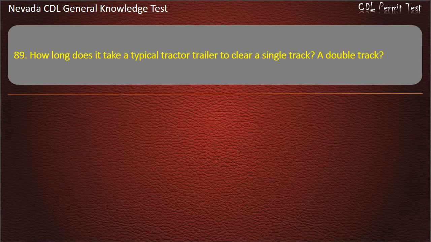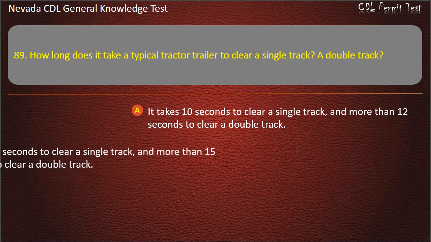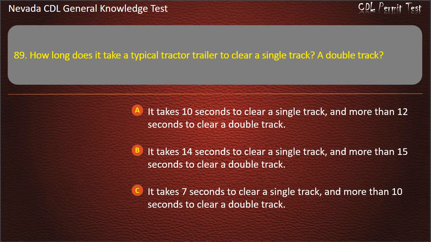Question 89. How long does it take a typical tractor trailer to clear a single track? It takes 10 seconds to clear a single track, and more than 12 seconds to clear a double track. It takes 14 seconds to clear a single track, and more than 15 seconds to clear a double track. It takes 7 seconds to clear a single track, and more than 10 seconds to clear a double track. Answer. It takes 14 seconds to clear a single track, and more than 15 seconds to clear a double track.